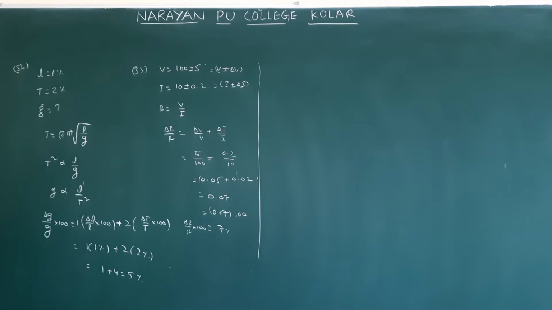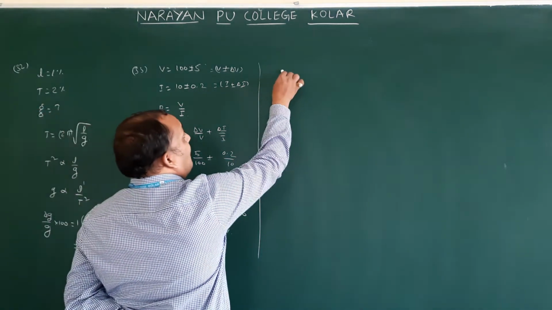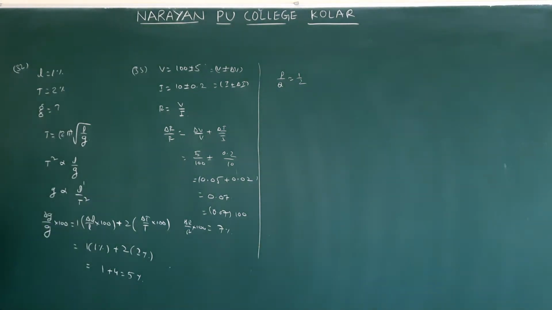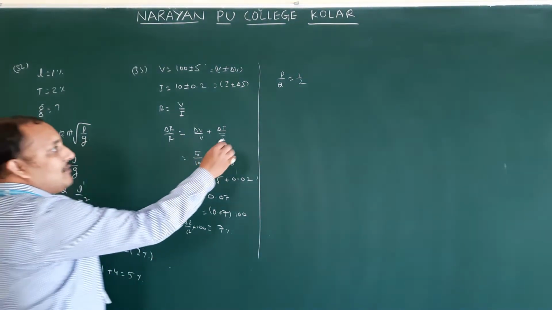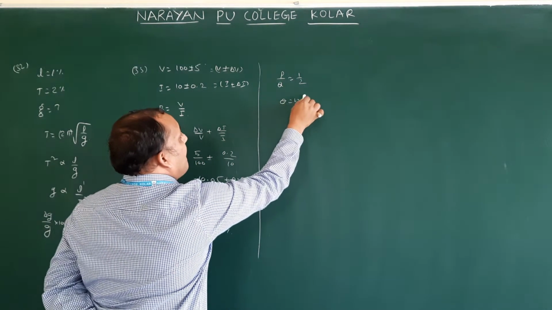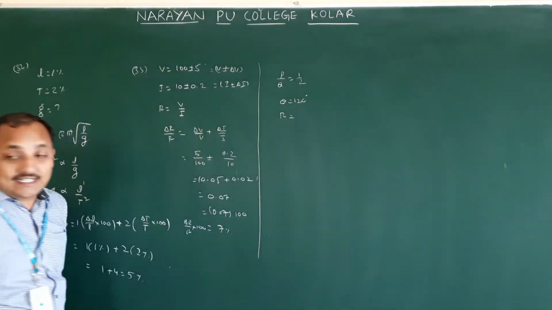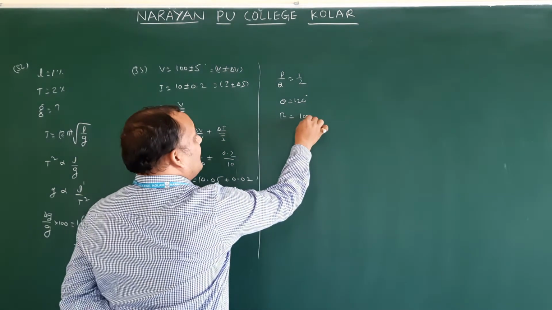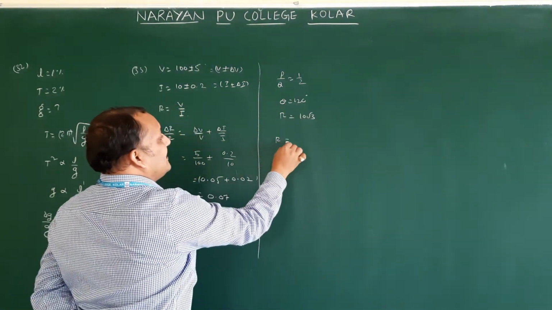Two vectors have magnitudes in the ratio 1:2, and the angle between the two of them is 120 degrees. If their resultant is 10√3, find their magnitudes. Two vectors we are taking, P and Q. P by Q is 1:2. The angle between them is 120 degrees, theta is 120. The resultant is 10√3.